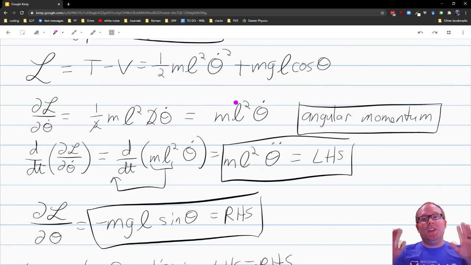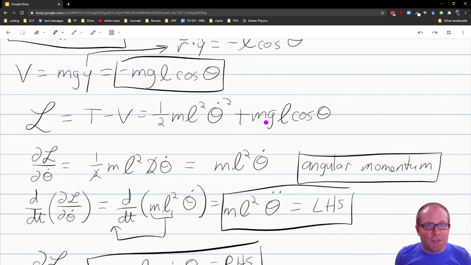Now we're ready to construct the Lagrangian. You can always construct the Lagrangian as T minus V, kinetic energy minus potential energy. So we plug in the kinetic energy we got earlier and the potential energy we got just here. This minus sign goes away because it's always minus V. That's the combination that you need in order to work out Lagrange's equations.